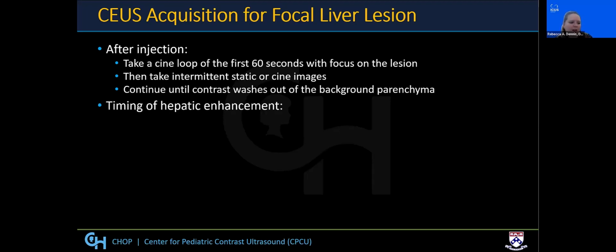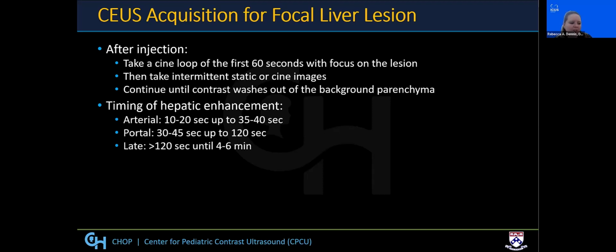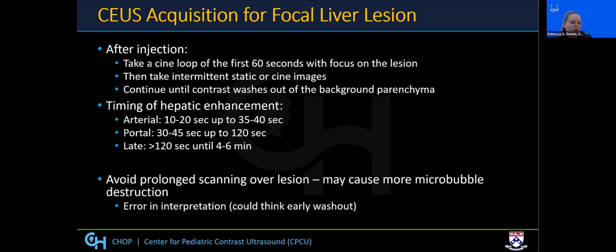So timing the hepatic enhancement, the arterial phase is typically 10 to 20 seconds up to about 35 to 40 seconds. Portal venous phase is 30 to 45 seconds up to 120, and then late is greater than 120 all the way up until 4 to 6 minutes. And then, as I said before, you want to avoid prolonged scanning of the lesion. It can cause bubble destruction, but also it can cause error in interpretation. So you can accidentally think early washout, but actually the bubbles are just getting destroyed from prolonged scanning.